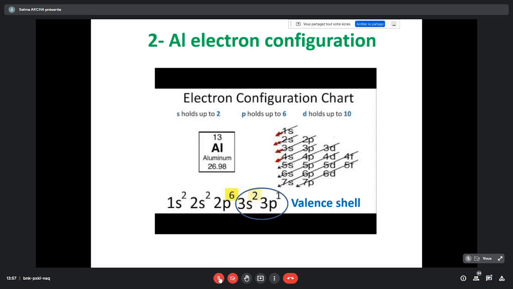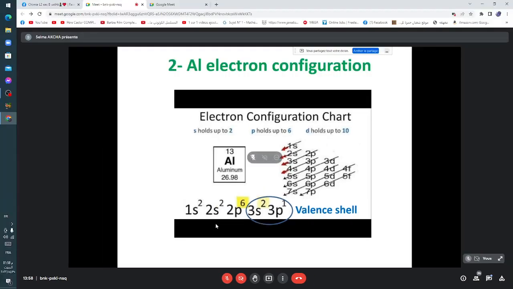If you have an element with the orbital s, 4s2 for example, within the valence shell, it means that it belongs to the block S, but s2, 2 electrons, it means that it belongs to what we call the group 2A, the alkaline earth metals.